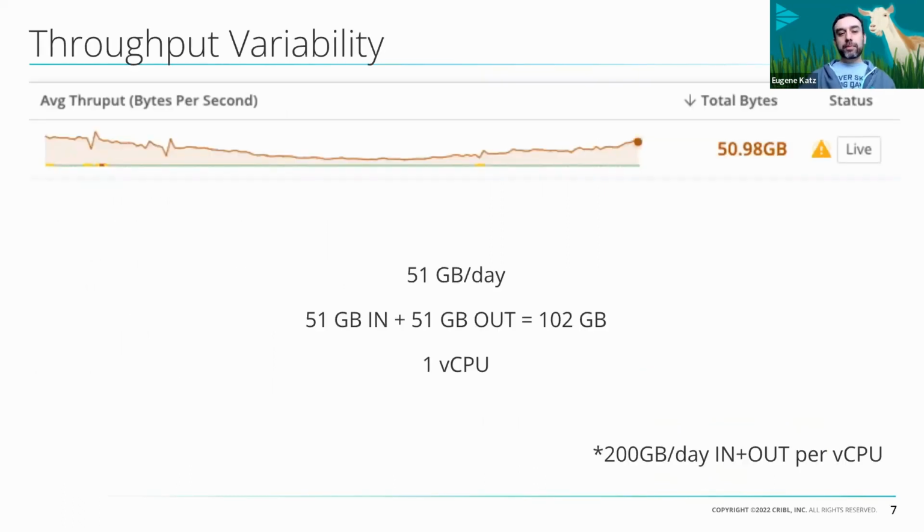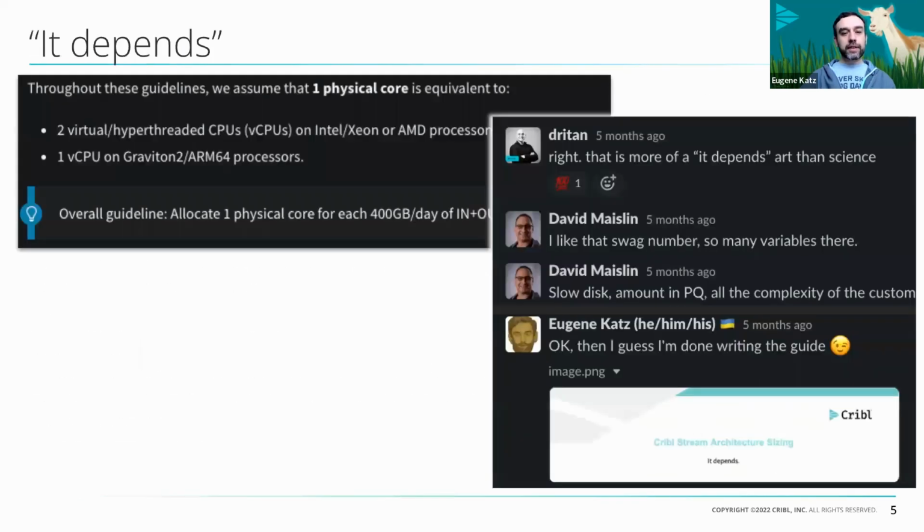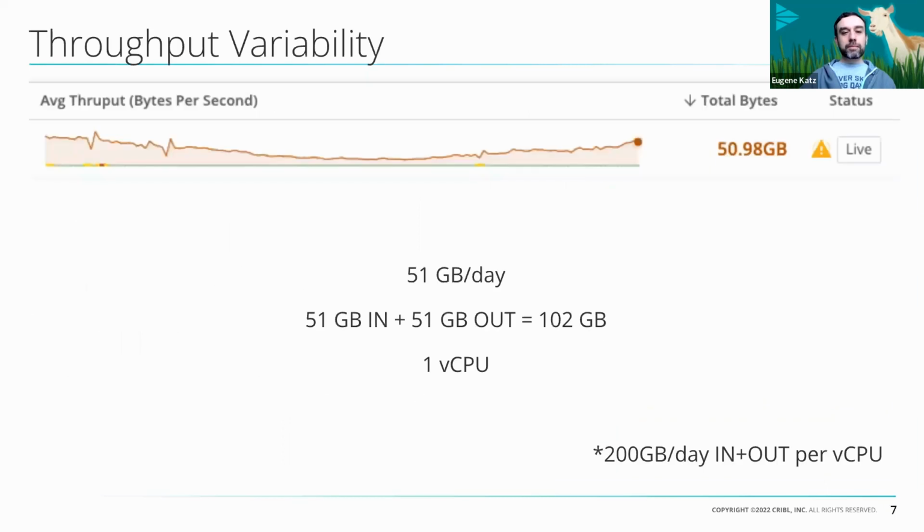So the other thing to talk about is throughput variability, right? And this is actually from a real deployment where there's data coming in. And we talk about the general guidance, right? If I flip back a couple of slides, right there on the left, it says the general guidance is one physical core, 400 gigabytes in plus out. Okay, great. So in this case, we're using vCPUs, so it's 200 gigabytes per day in plus out. So something like 51 gigabytes per day in, assuming the same out, right?